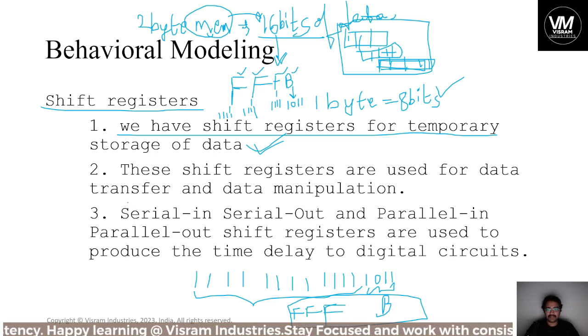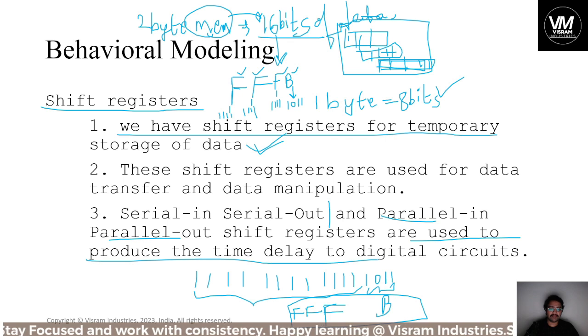And we have different types of shift register. As I said, serial in, serial out is one type of shift register, parallel in, parallel out, and also serial in, parallel out, and parallel in, serial out. There are 4 types of shift registers, used to produce the time delay.